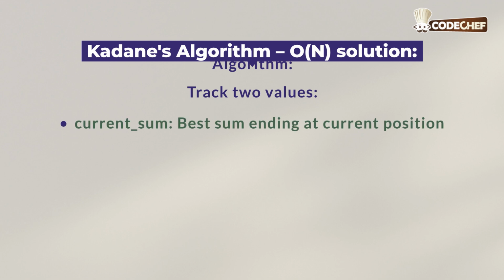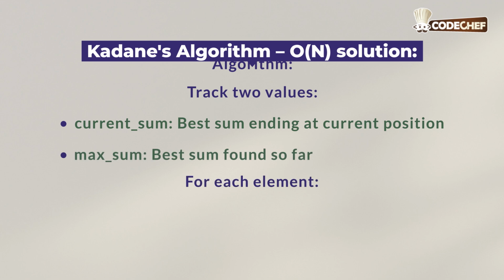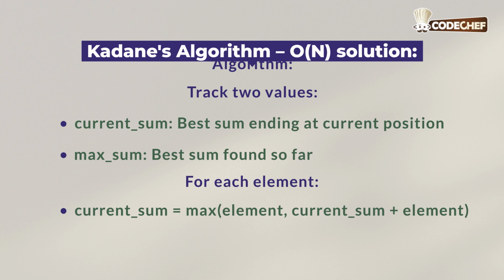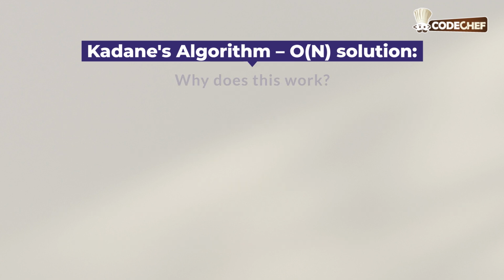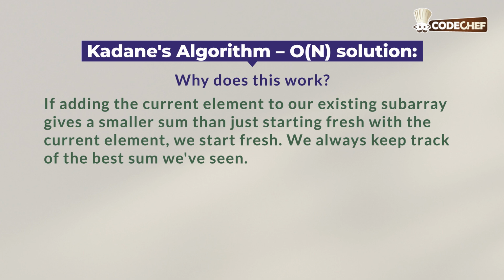First is to track two values: the current sum, which is the best sum ending at the current position, and the max sum, which is the best sum found so far. For each element, the current sum will be the max of the element, and the current sum plus the element, and the max sum will be the max of max sum, comma, current sum. Why does this work? If adding the current element to our existing subarray gives a smaller sum than just starting off fresh with the current element, we start fresh. We always keep track of the best sum we've seen.